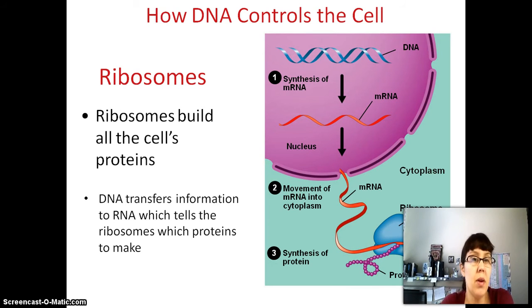Ribosomes are very important because they build all a cell's proteins. We'll cover this in more detail in later lectures. Basically what happens is in the nucleus, DNA gets rewritten into an mRNA form. The mRNA leaves the nucleus, and when it's in the cytoplasm, ribosomes attach to the mRNA and read that strand of RNA to figure out which sequence of amino acids to make a protein.